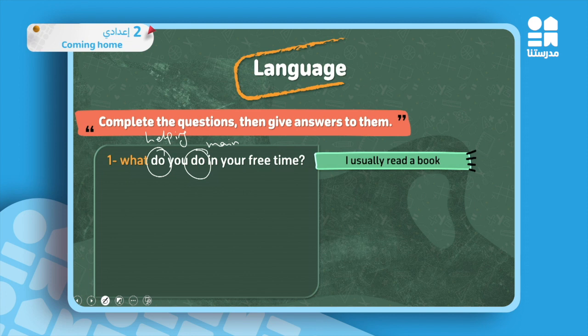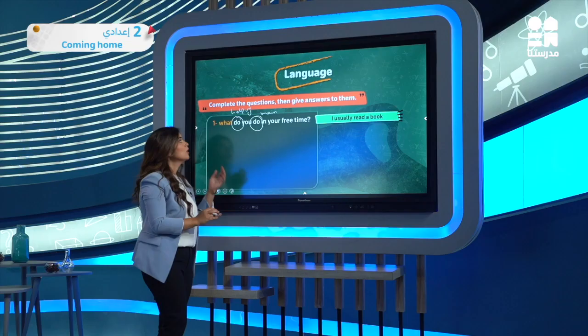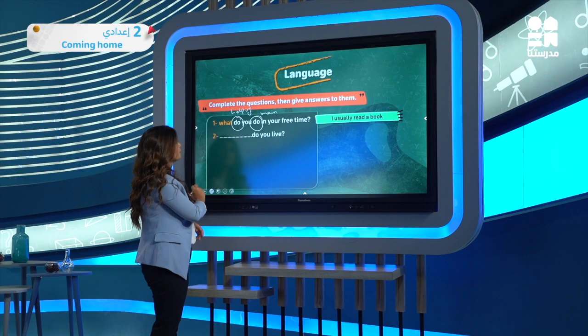I used usually as one of your keywords for the present tense, like the ones we mentioned last time. Do you remember? Let's say it together. We said usually, always, often, never, sometimes. These are the keywords that let us know that we are in the present simple tense. Okay, let's have another question.